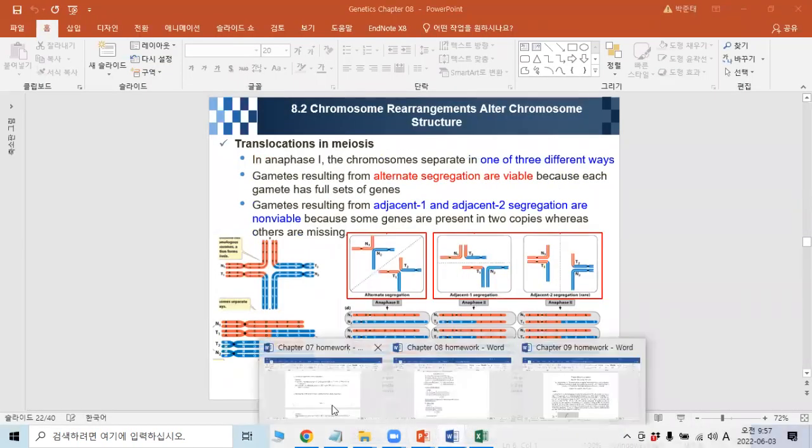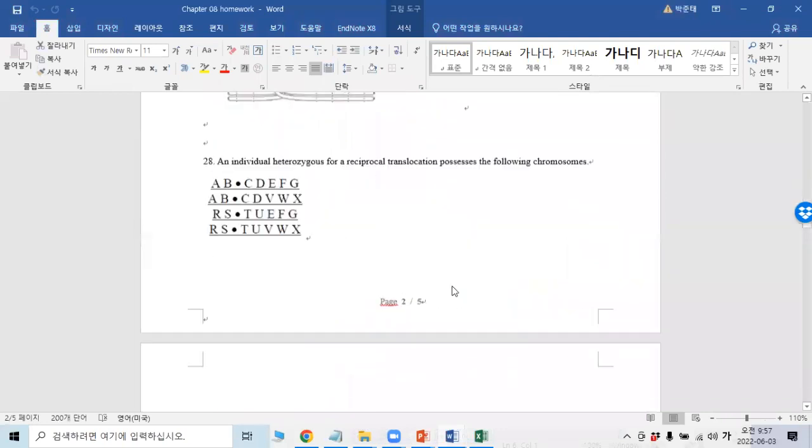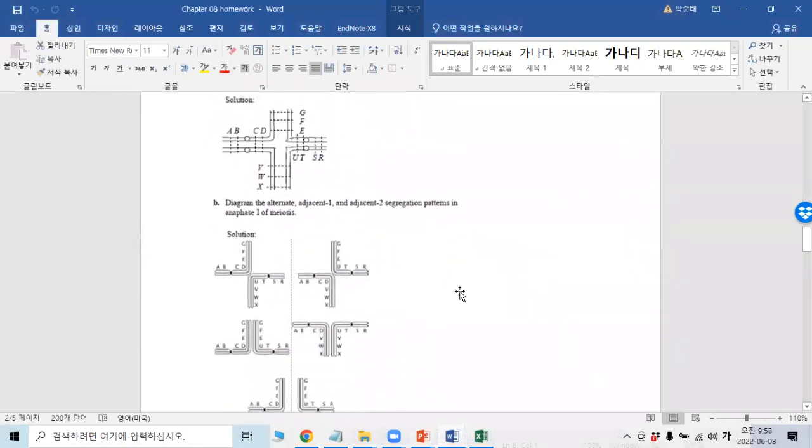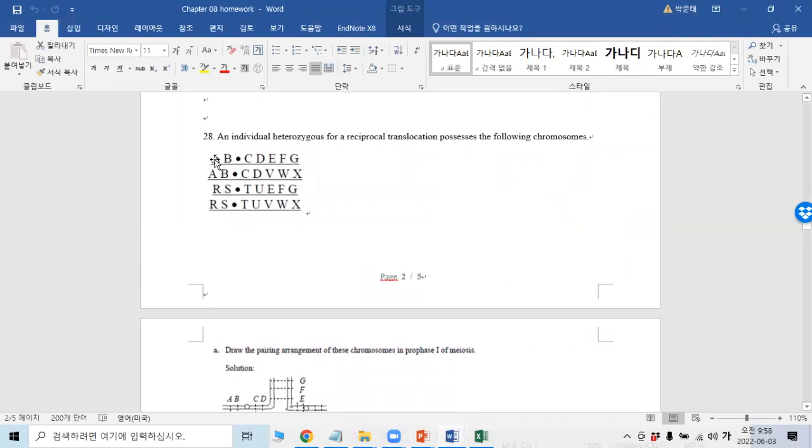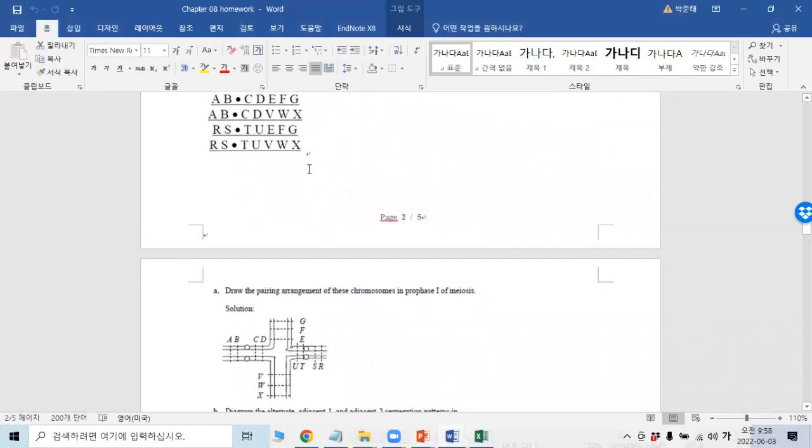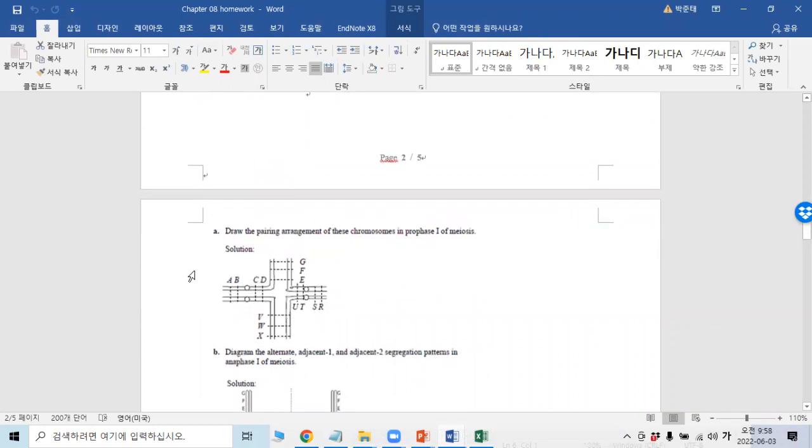So we have this question. Crossing translocation happens between the CD. Usually they have CD, EFG, but here they have CD, VWX. In this case, they have TU, VWX, but they have TU, EFG, like this. Based on this, you have to write down this figure. This is for page 1, they are showing it like this.